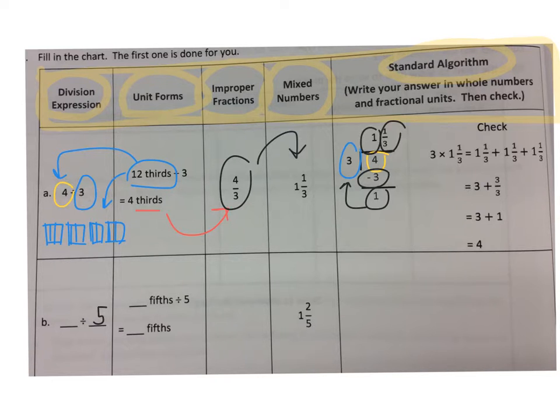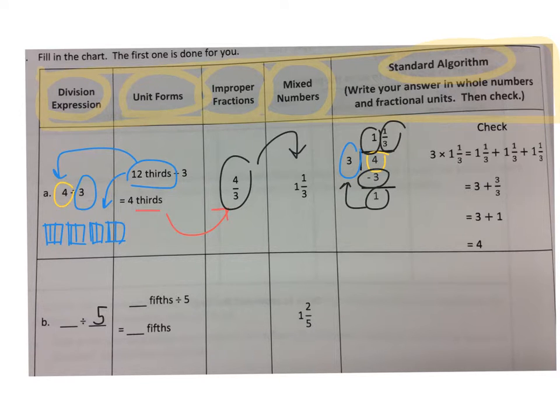Because it says fifths here, we know that the divisor should be 5. Do we know what our whole is yet? No. Let's look at this. They do give us the mixed number, 1 and 2 fifths. Under mixed numbers, write 1 and 2 fifths. If we know that the mixed number is 1 and 2 fifths, what does that mean? We can fill in automatically.